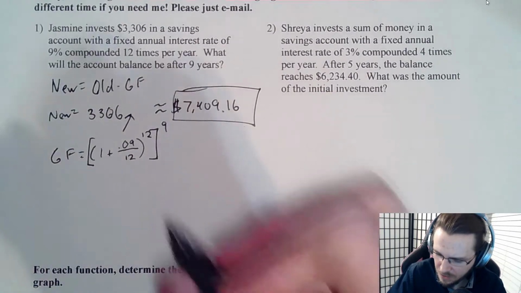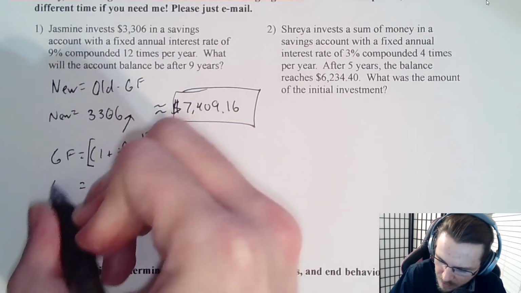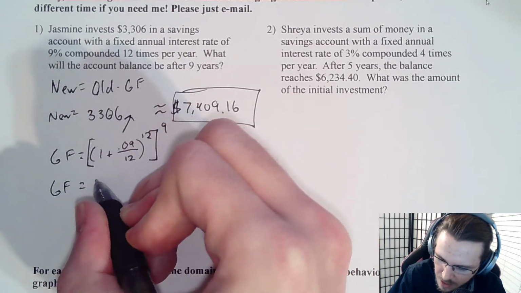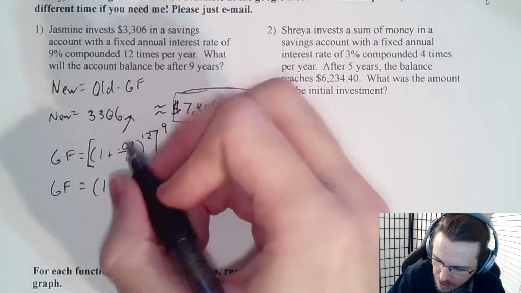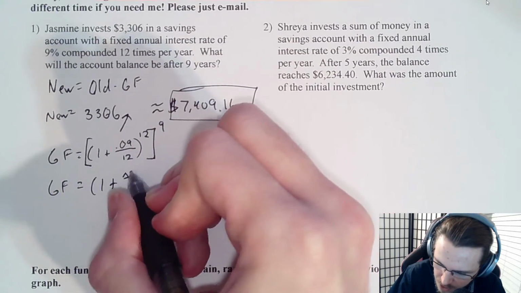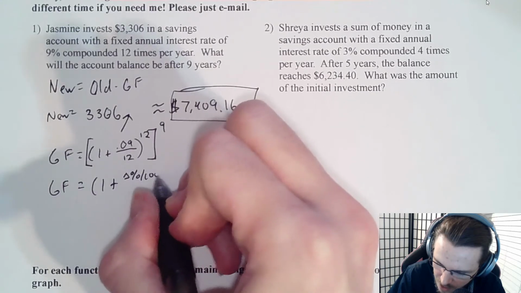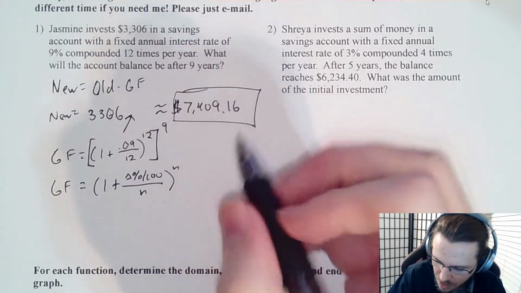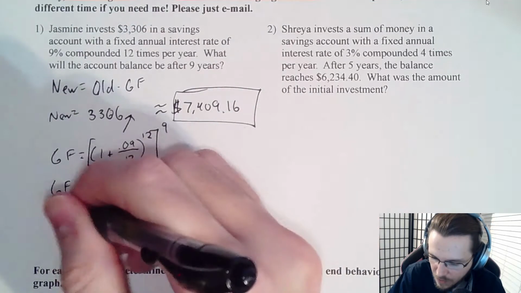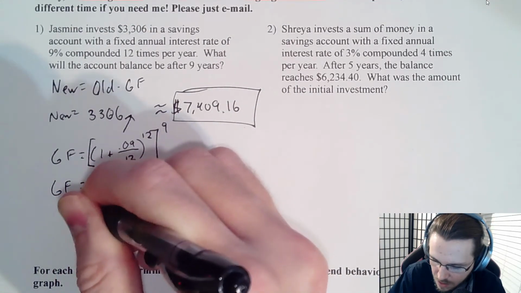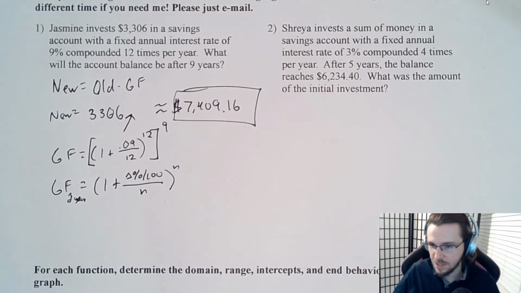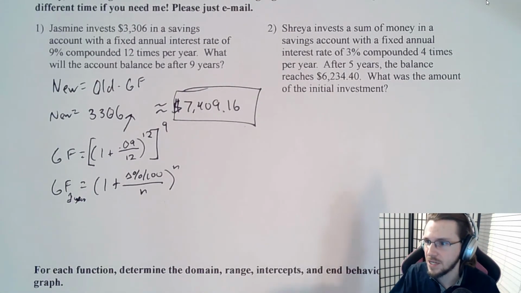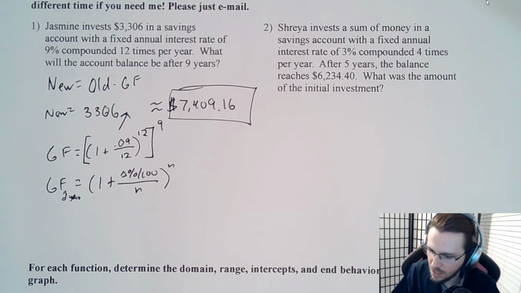Oh, and I didn't write out the formula there. I got ahead of myself. The formula for a growth factor, if you did need it, is going to be 1 plus the percent change divided by 100, all divided by n raised to the n. And that's going to be for 1 year. And we did it 9 times because it's 9 years worth. So you're multiplying it by itself 9 times. Here we go.